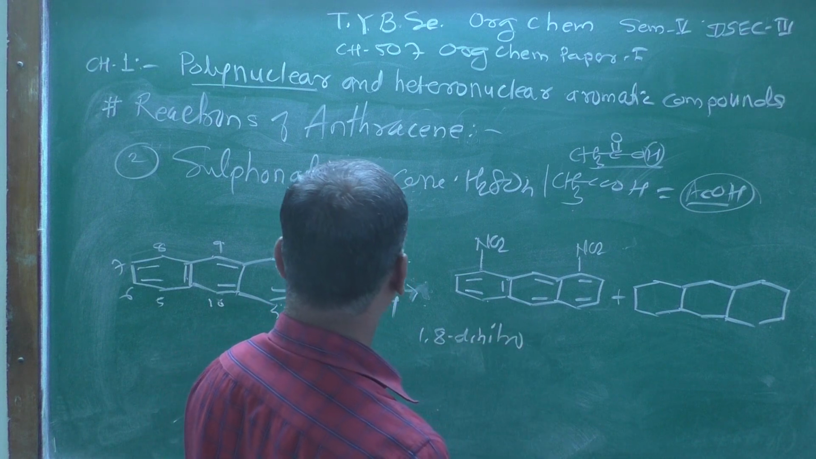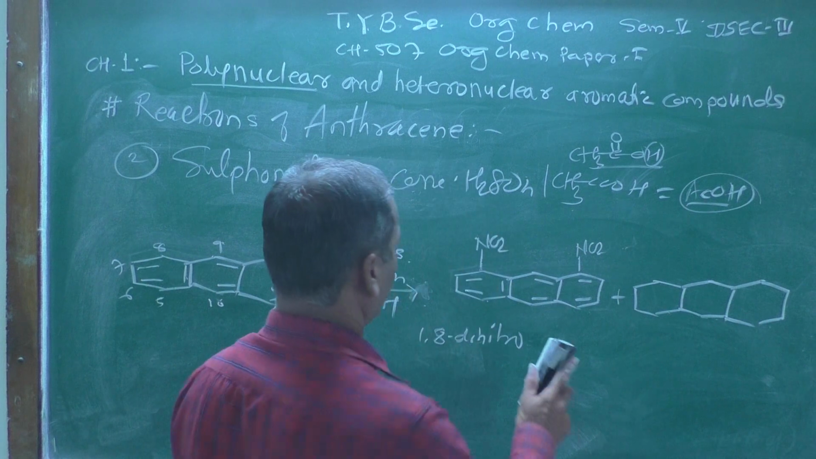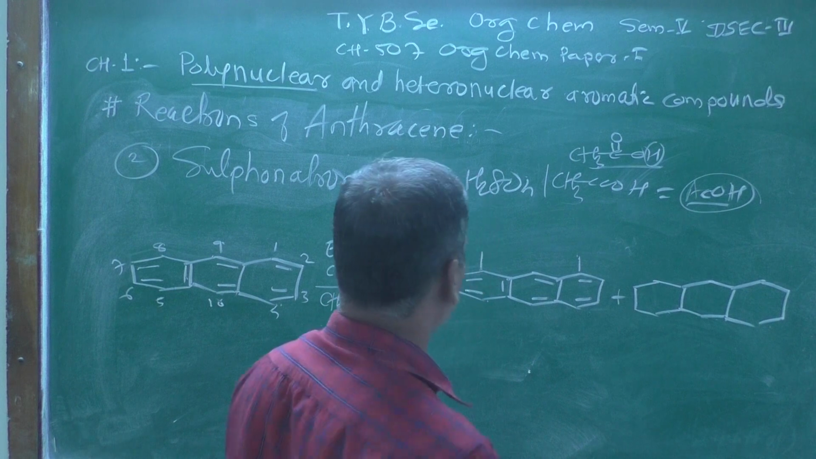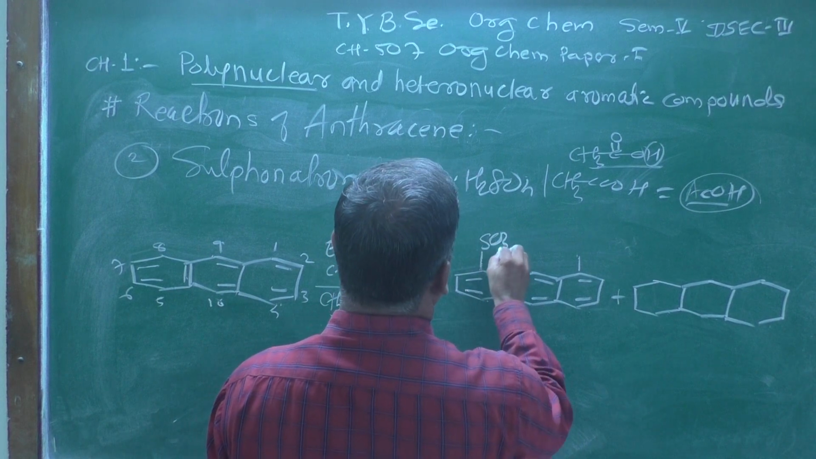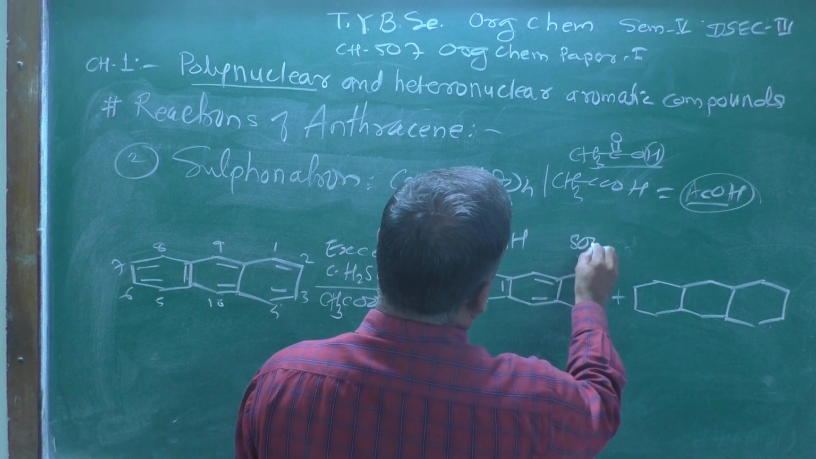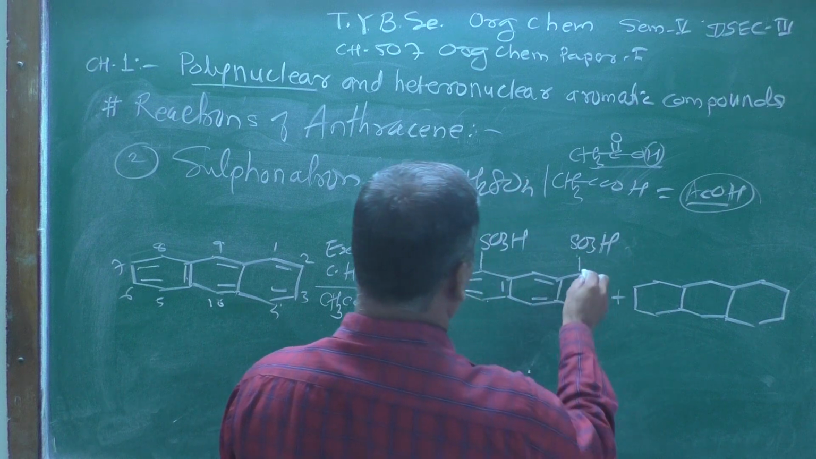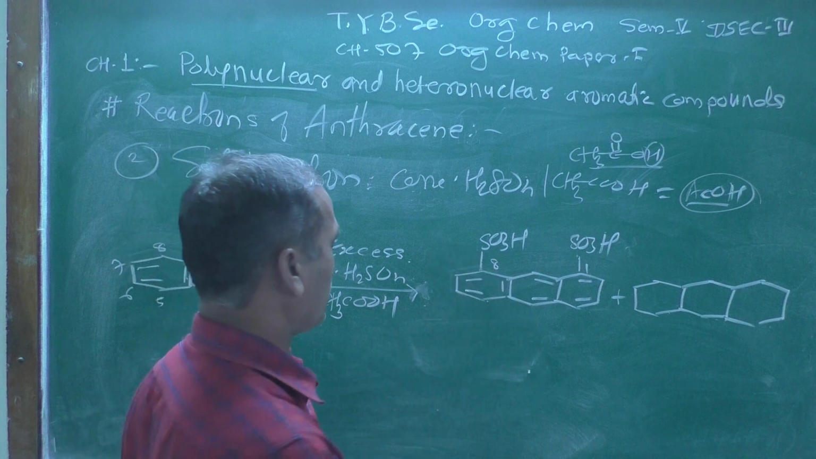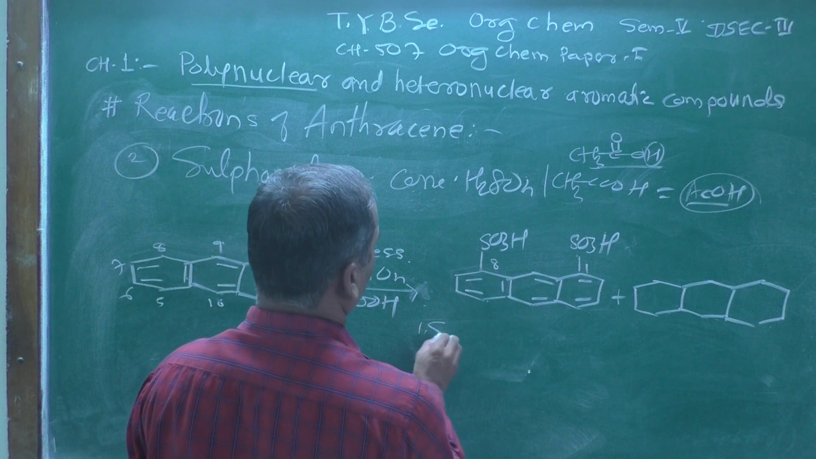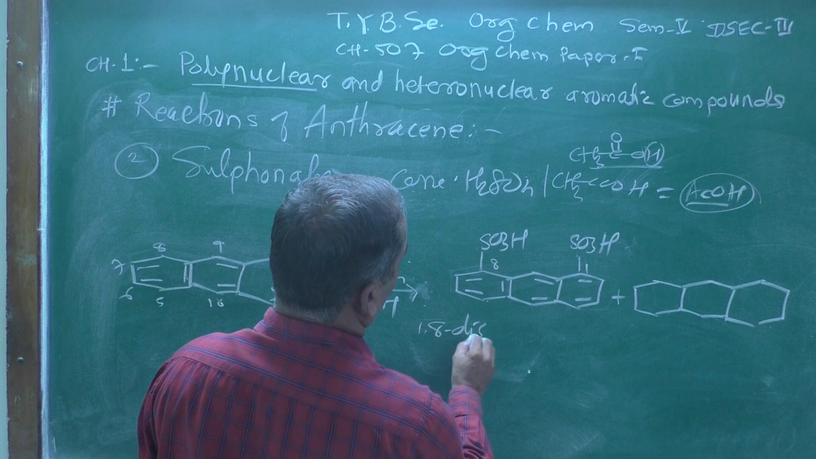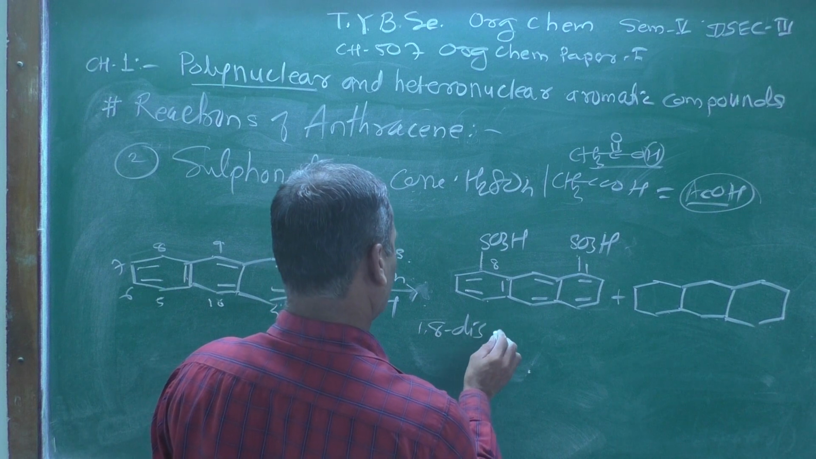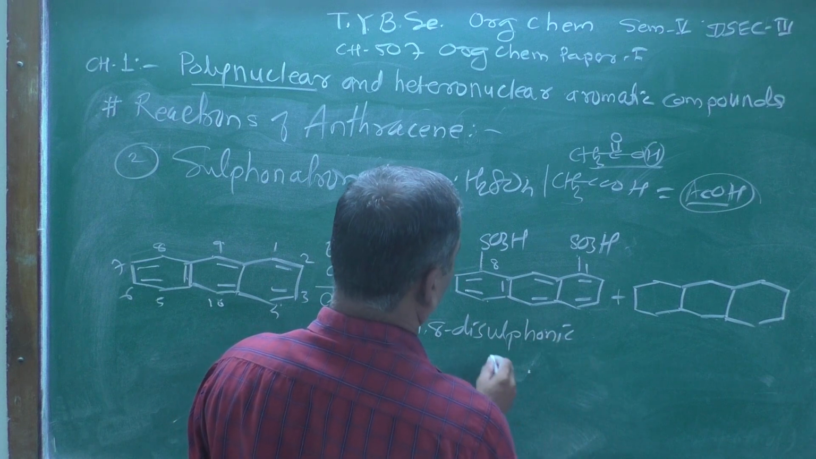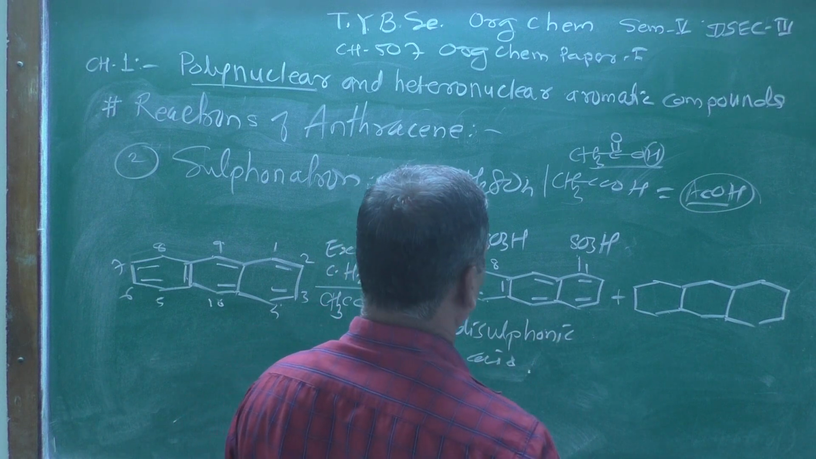dinitro, sorry, not nitro, sulfonic acid. Here it is SO3H, here also SO3H. That is, at the 1 and 8 positions sulfonic acid is there, and therefore we can call it 1,8 disulfonic acid.